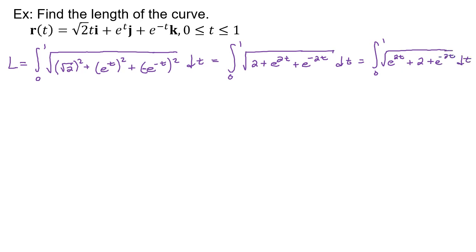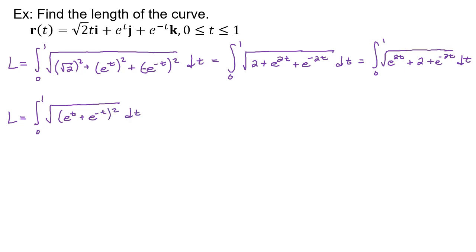So I'm going to put it in this order: e to the 2t, 2, and then e to the negative 2t. That actually factors. This is probably not one that you would normally just recognize that would factor, but it's technically the first term squared, the second term squared, and you multiply them together and double it, and you would have the middle term. And so this is really e to the t plus e to the negative t all squared. It is a perfect square trinomial.